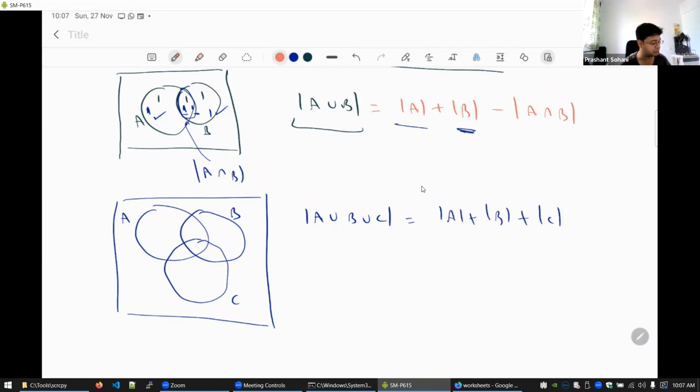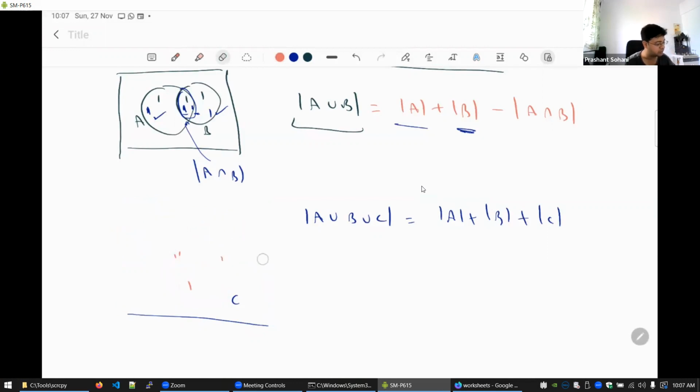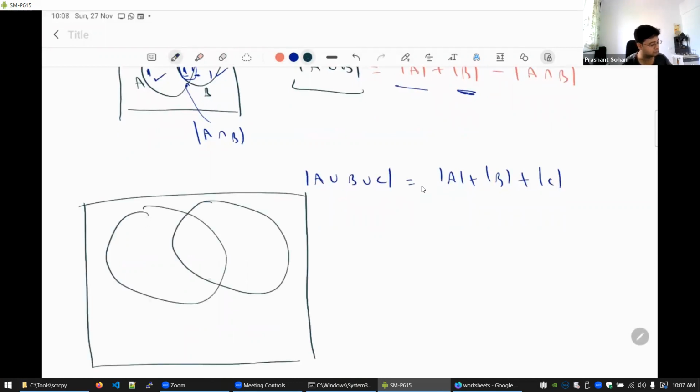So when I say mod A, I'm counting all of these ones. With mod B, I'm counting all of these ones. With mod C, I'm counting... actually, you can name the regions as 1, 2, 3, 4, 5, 6, 7. Yeah, we can name them also. That is fine. Actually, my diagram is a bit too small. Sorry, let me just redraw it slightly larger. Okay, let us name them. 1, 2, 3, 4, 5, 6.